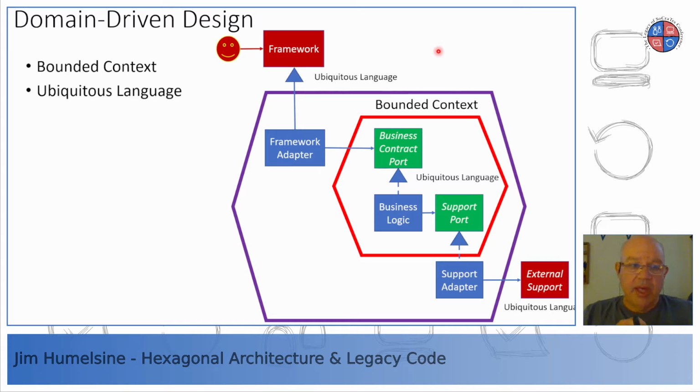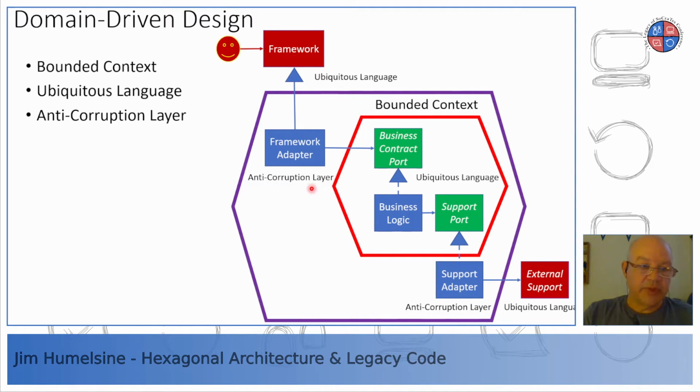They will also, within that bounded context, have a ubiquitous language. So we have a language that describes all of the things within the business logic. We also have the ubiquitous language that comes from the framework and the ubiquitous language that comes from the support. They may be different, just as I showed in the previous diagram, that we had JSON, a collection of orders, and then XML. And those get mapped between those ubiquitous languages using anti-corruption layers.